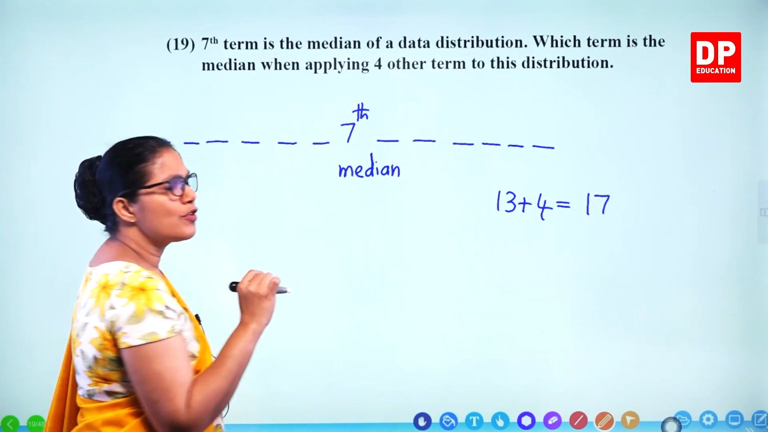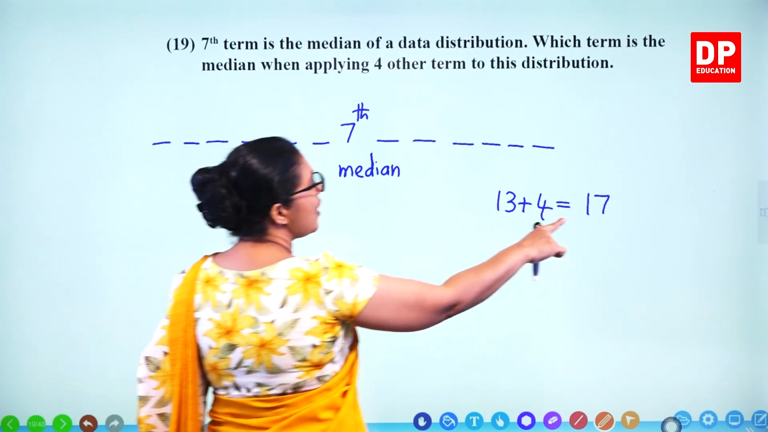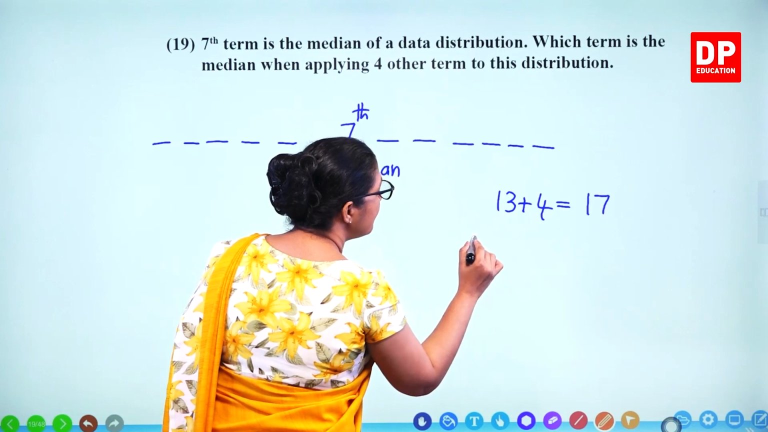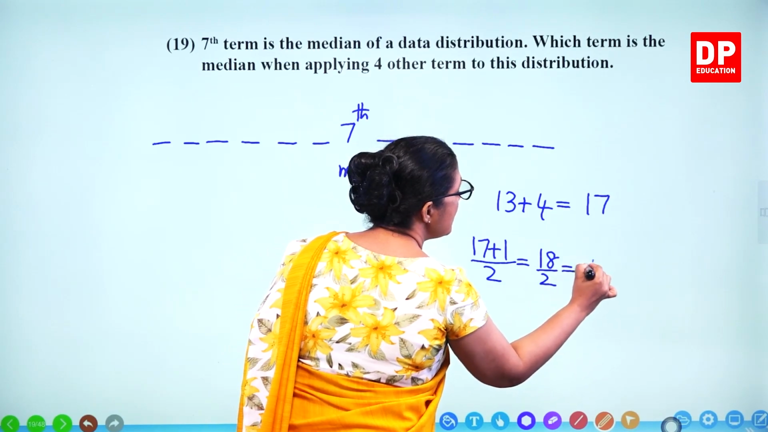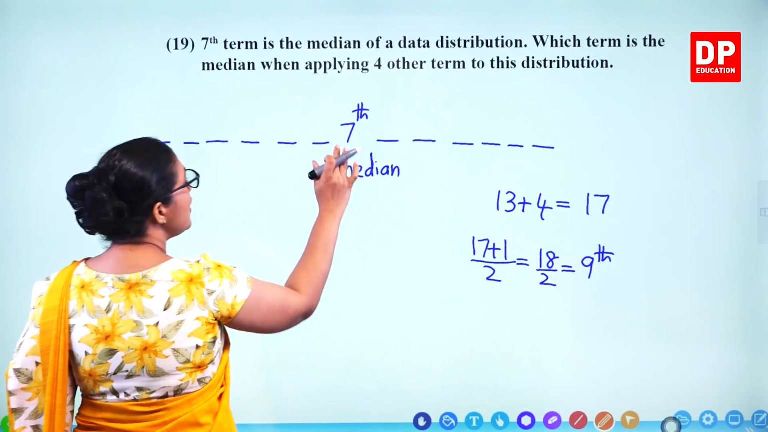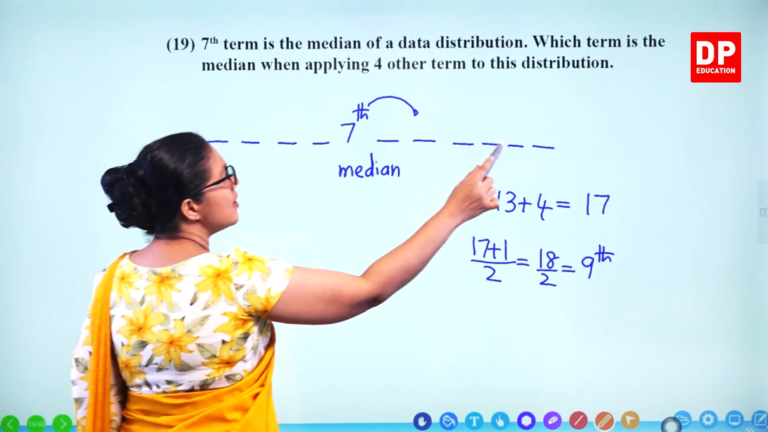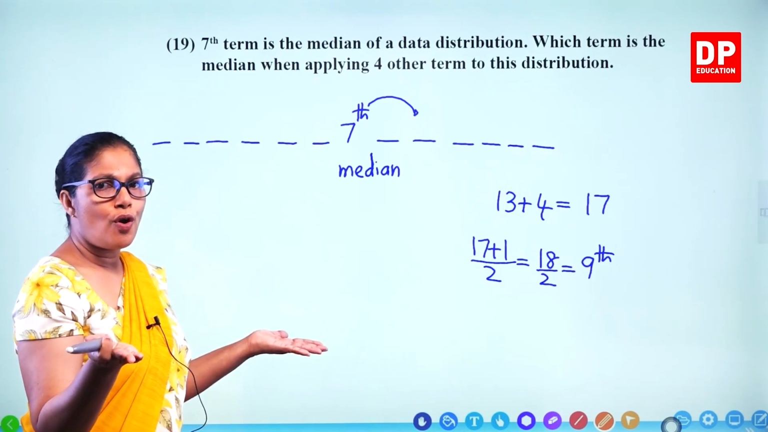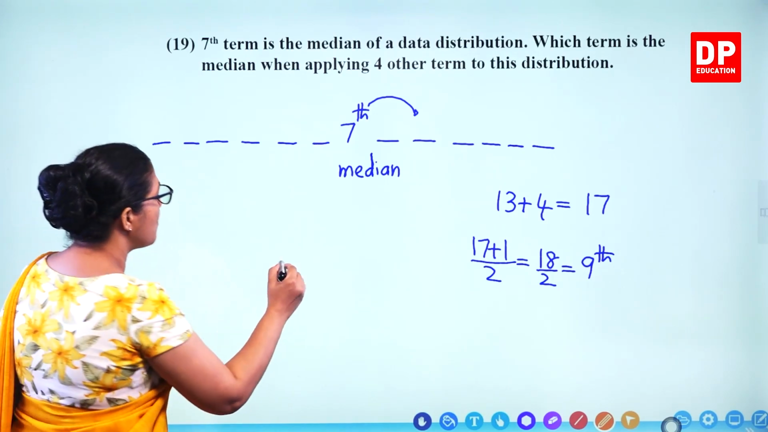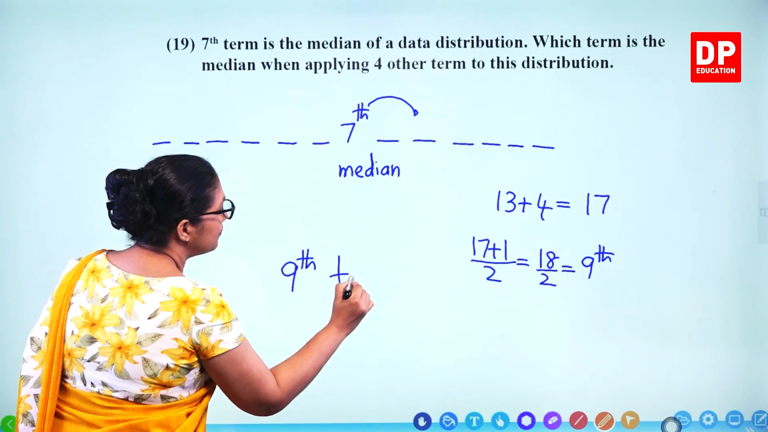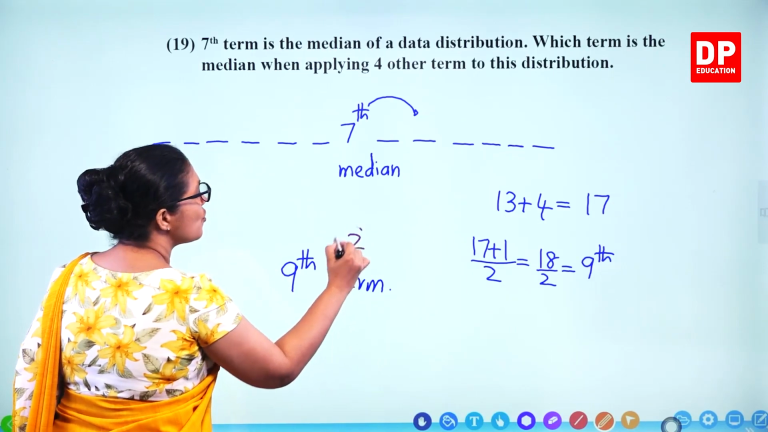17 numbers are there. So then what is the median value? Which term is the median now? How do you find the median? You add 1 and divide by 2. 18 divided by 2, that means the 9th term. You are moving only 2 terms here because the 4 are equally divided, 2 on one side and 2 on the other side. So the 9th term becomes the median now. Two marks.